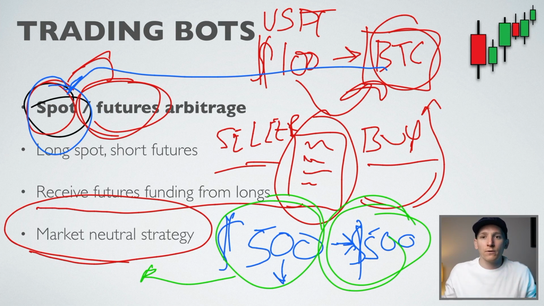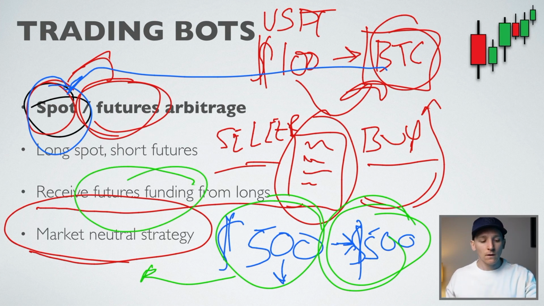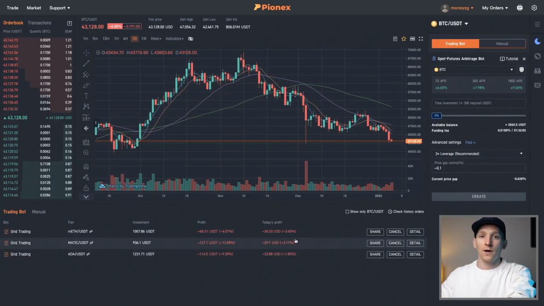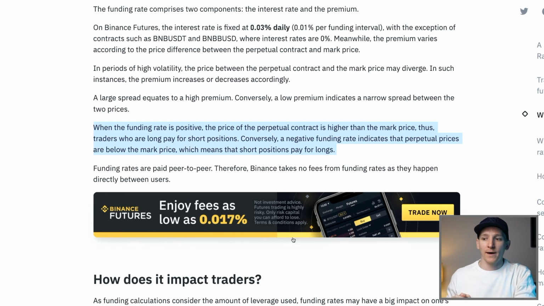Why on earth would you want to do this? This is ridiculous, right? Well, you can take advantage of the futures funding. So what is futures funding? Just going to go over to that explanation on Binance. They say when the funding rate is positive, the price of the perpetual contract is higher than the mark price. Thus, traders who are long pay shorts. Conversely, negative funding means that shorts will pay longs.